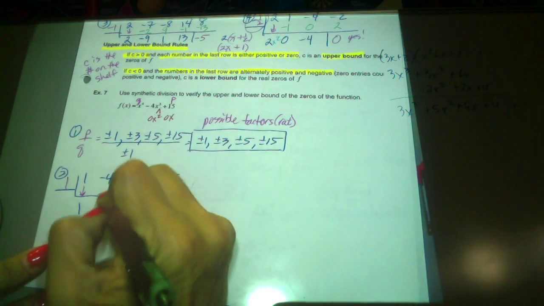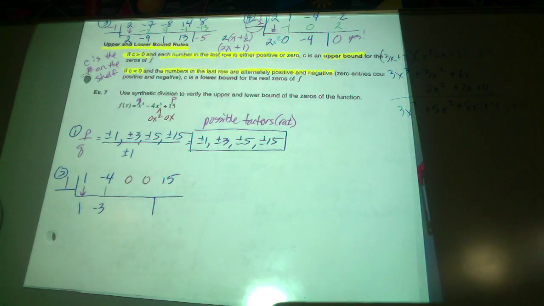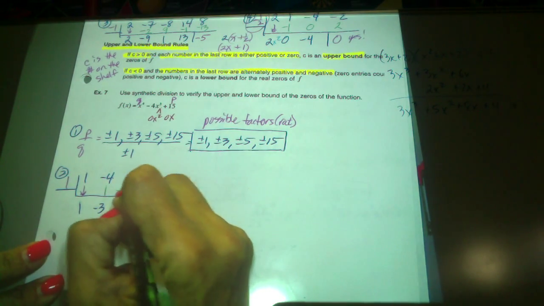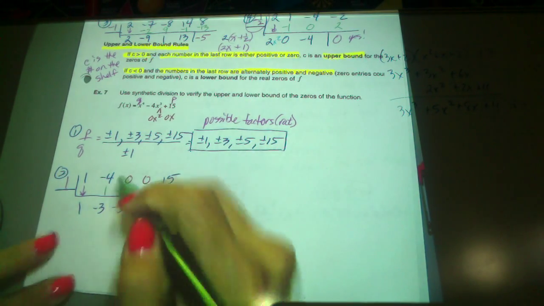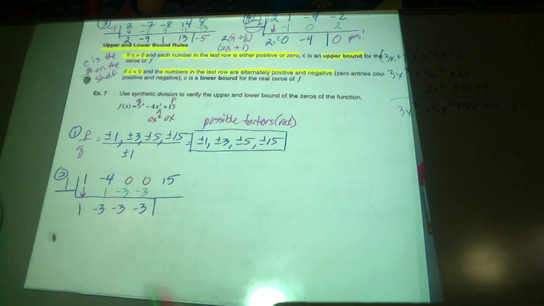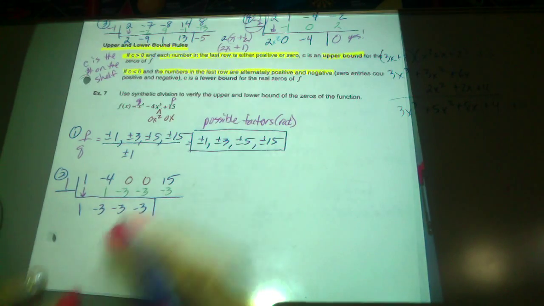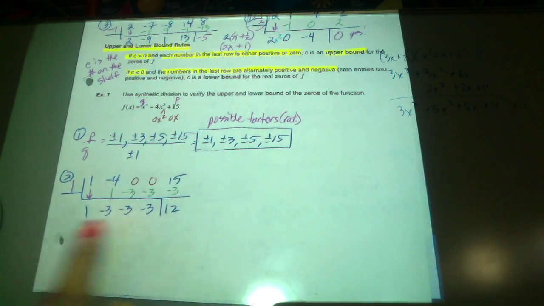So 1 times 1 is 1. Add down, I get negative 3. 1 times negative 3 is negative 3. Add down, I get negative 3. 1 times negative 3 is negative 3. Add down, negative 3. 1 times negative 3 is negative 3. Add down, I get 12. Okay, so 1 is not a 0. Is 1 an upper bound? It's positive. Do I see in this last row all positives or zeros? Shoot. So that means there could be a bigger number there.